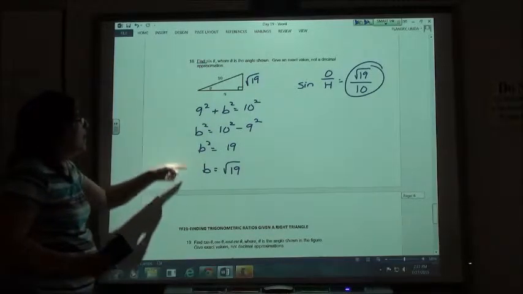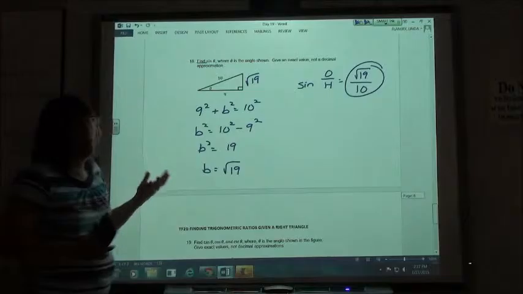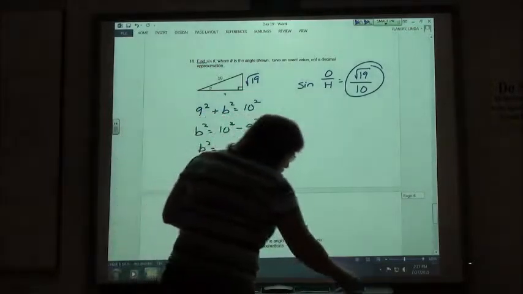So just using our Pythagorean theorem to find our missing side and then doing our angle, sine, cosine, tangent, whatever they might ask for.